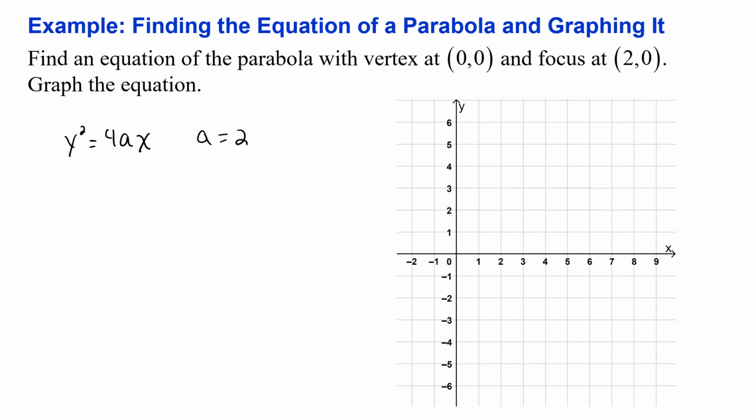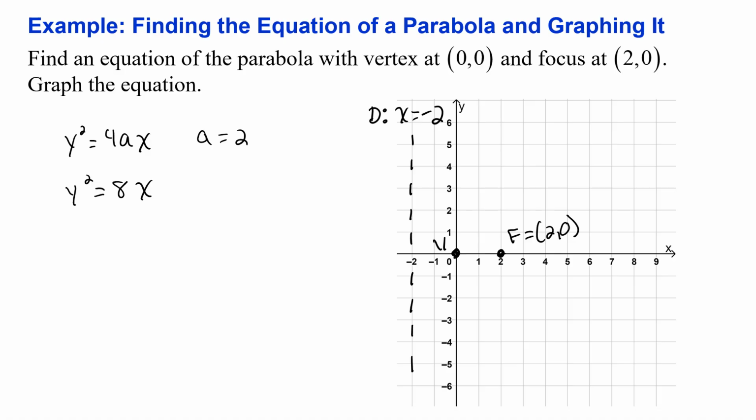Now substituting a equals 2 in the general equation, we get y squared equals 8x. Now at this moment, I'd like to go ahead and plot the information we know up to this moment. So using a rectangular plane with x-axis from -2 to 9 and y-axis from -6 to 6, let's plot the vertex at the origin, focus at the point (2, 0), and the directrix at x equals -2.